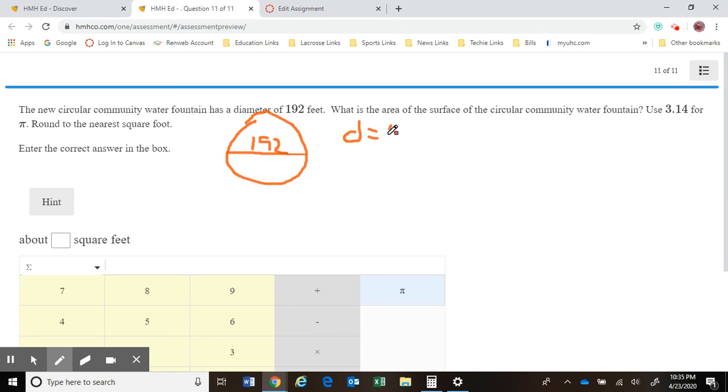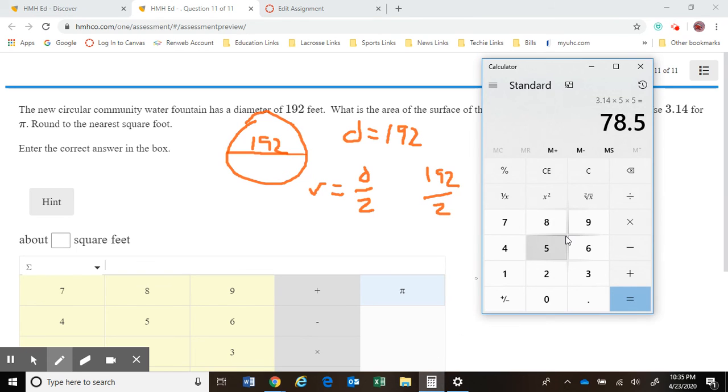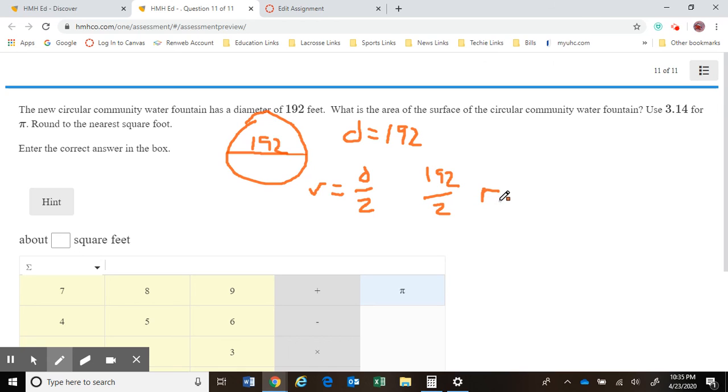But again, I don't want to know D if I'm finding the area. I want to know R. So do you remember what you do? That's right. To find R, you have to divide by 2. So R was D divided by 2. So 192 divided by 2. And that's 96. Okay, so R is 96.